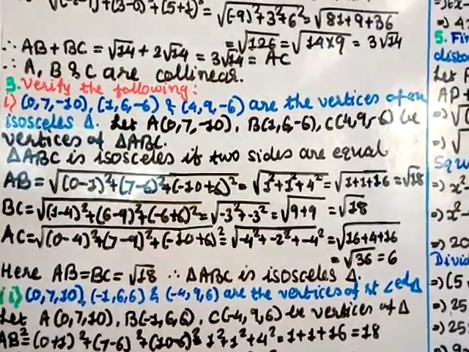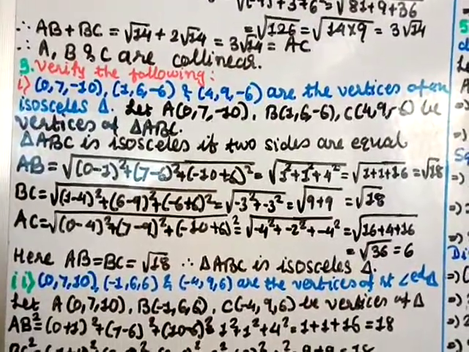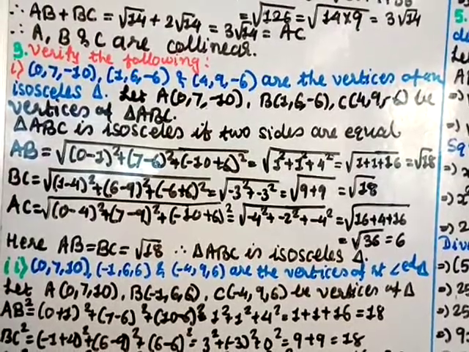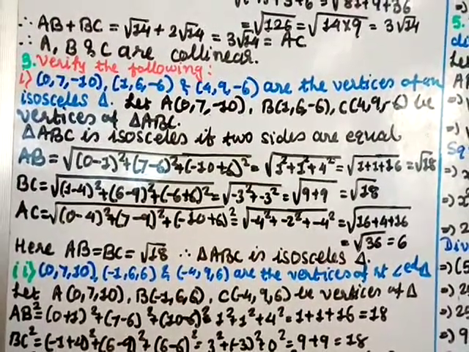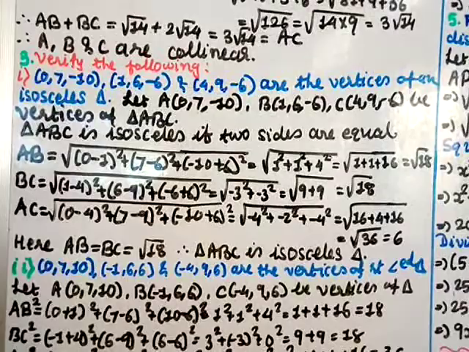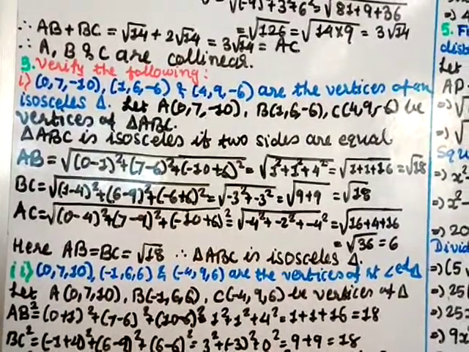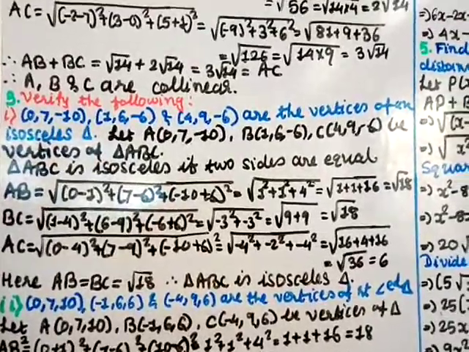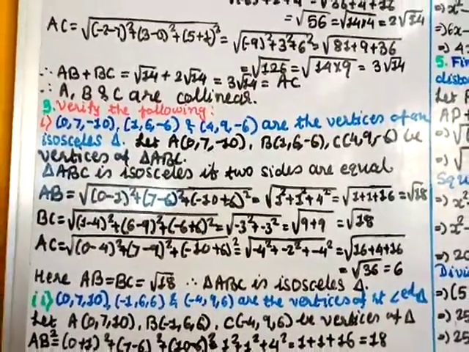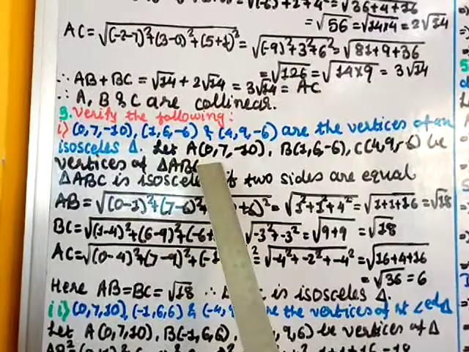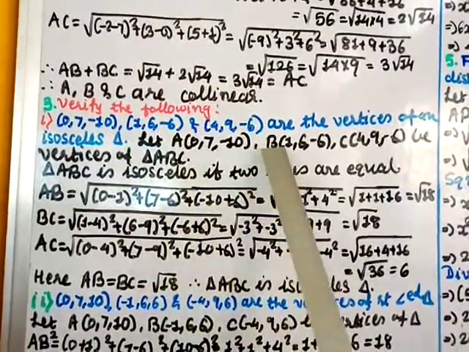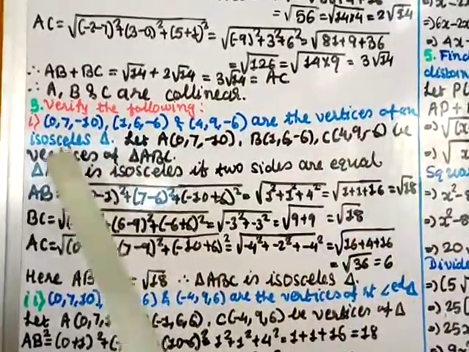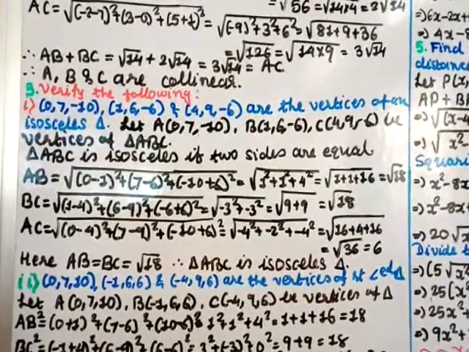Question number 3, verify the following. Roman number 1: (0, 7, -10), (1, 6, -6), (4, 9, -6) are the vertices of an isosceles triangle. If a triangle is isosceles, then any two sides are equal in length. So we have to show that any two sides are equal in length. Let us call this point A (0, 7, -10), this B (1, 6, -6) and this C (4, 9, -6), the vertices of triangle ABC.